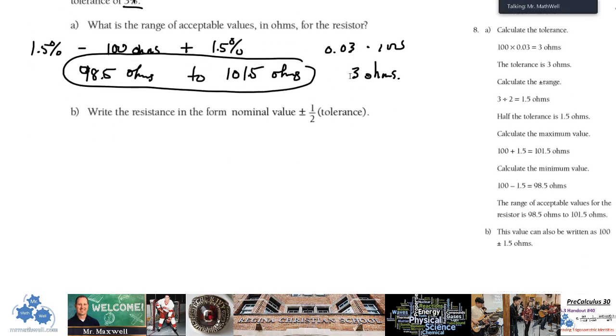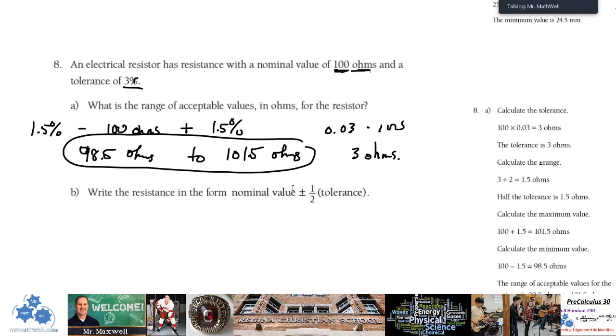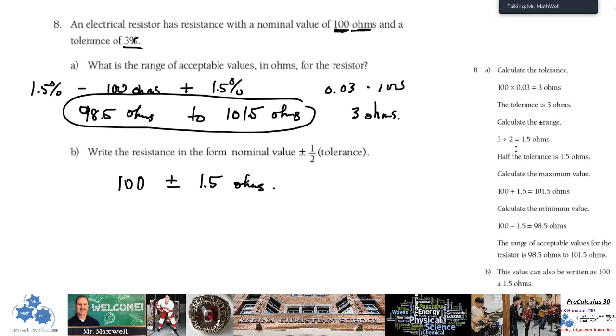B says, write the resistance in the form of the nominal value plus or minus a half of the tolerance. Okay, so that's also the same as half the range. So we would have 100 plus or minus 1.5 ohms. Right? So half of the tolerance. 100 plus or minus 1.5 ohms.